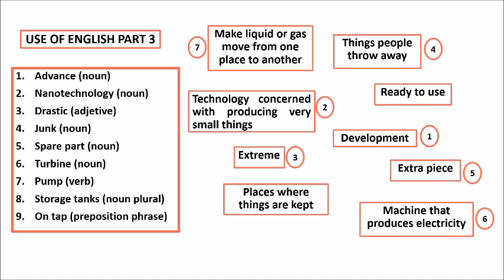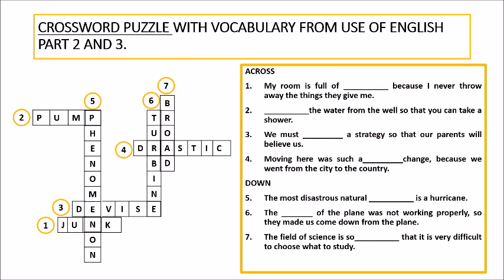Okay, then we have storage tanks, which is a plural noun, and it is the places where things are kept. And lastly, on tap means ready to use. It's a prepositional phrase. Okay guys, now we're going to solve the responses for the crossword puzzle that we created from the words on Use of English Parts 2 and 3.